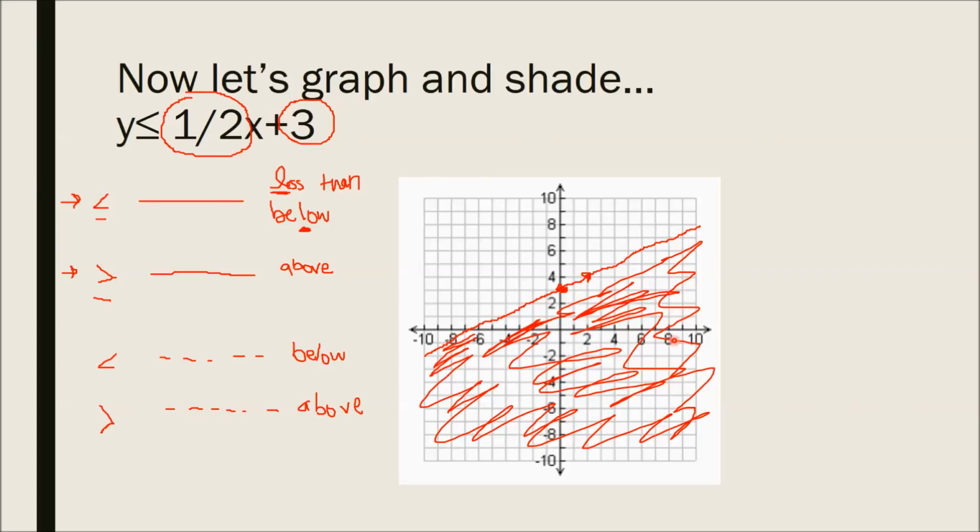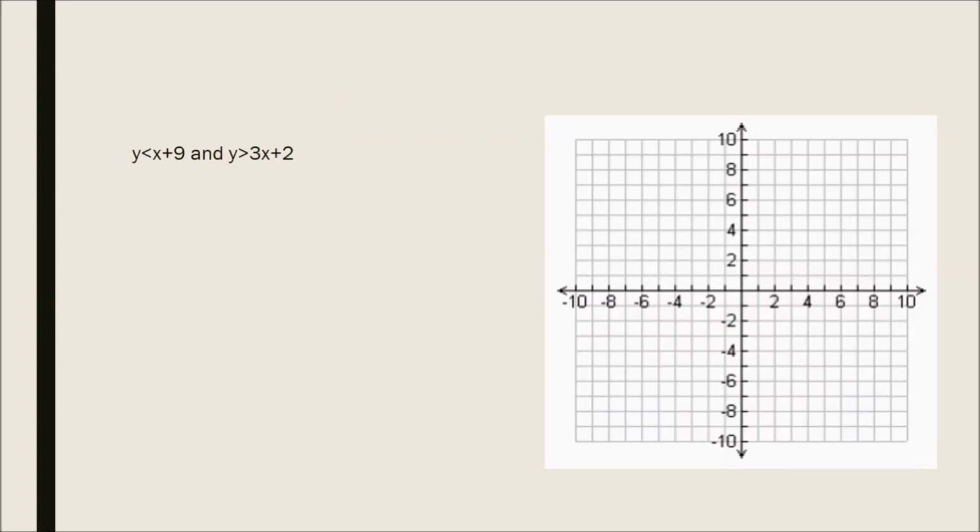So this was graphing one equation. Now we have two. This is called a system. So with the system, we do the same steps. We're going to graph one at a time. To the left, y is less than x plus 9.